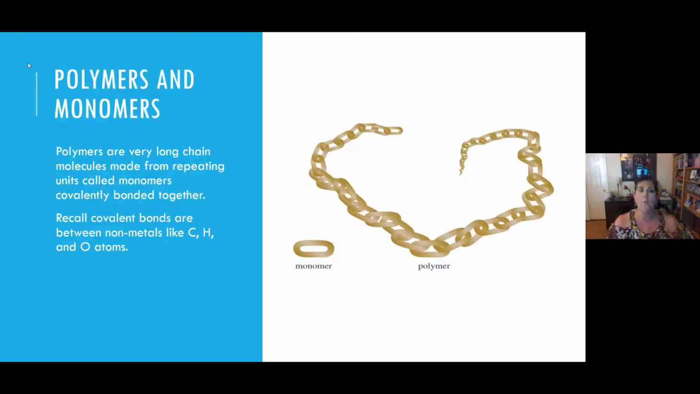Now, most polymers are covalent. You need to know what covalent means. It means non-metal chemicals. A lot of polymers contain carbon and hydrogen. Those are both non-metals, so they are covalent compounds. Sometimes there's oxygen in a polymer. That is also a non-metal. So something containing C, H, and O's are covalent molecules.